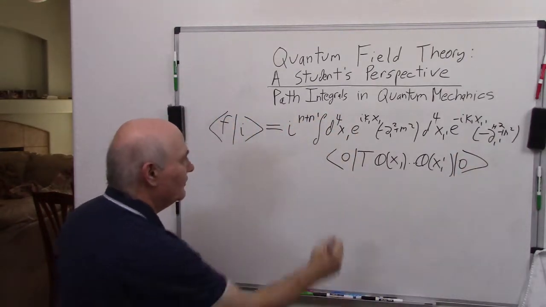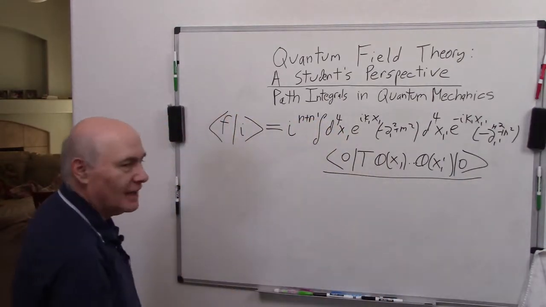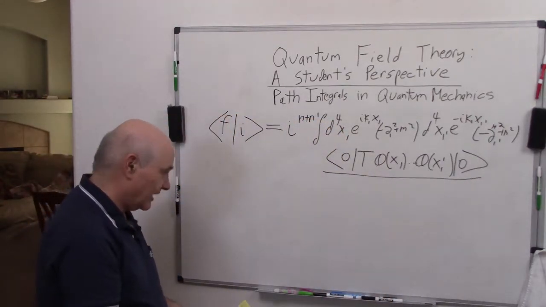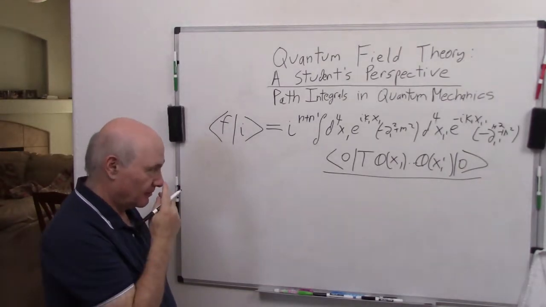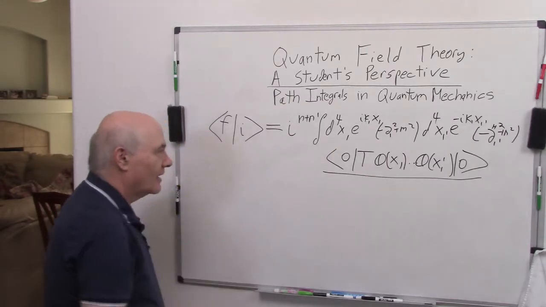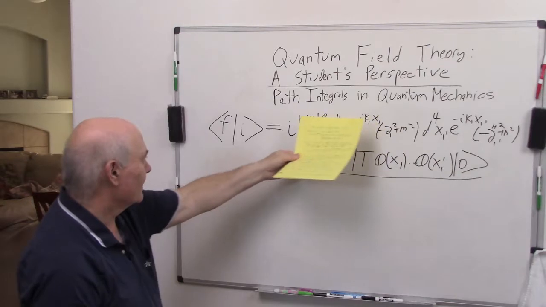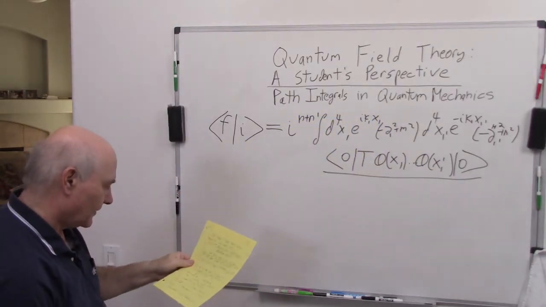So this thing over here, this is our key thing in quantum field theory. And one of the things I want to do in this last or next to last video is relate everything we've done to this thing, because then we can just plug it into this formula and we get the scattering amplitude.